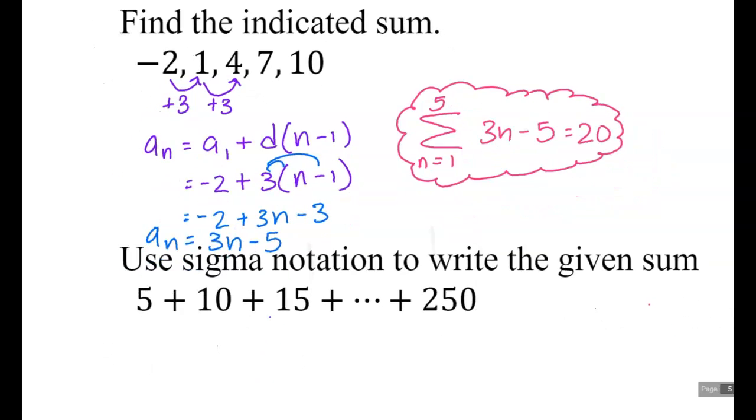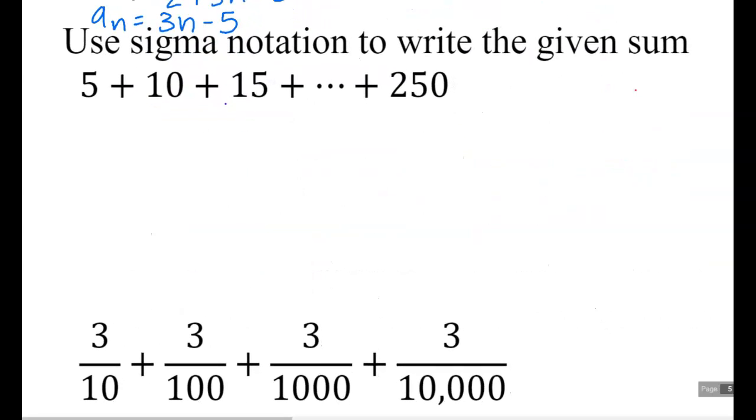Okay. So then, let's try it again. Use sigma notation to write the given sum. So we need to figure out what the definition is first here, or rule, you could say. What pattern do you see happening? We are increasing by 5 every time.